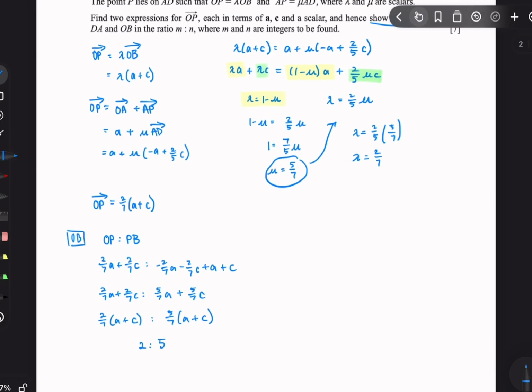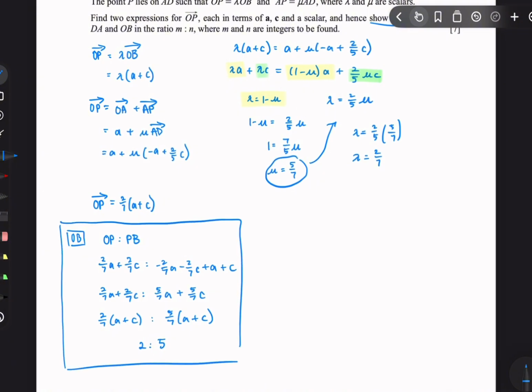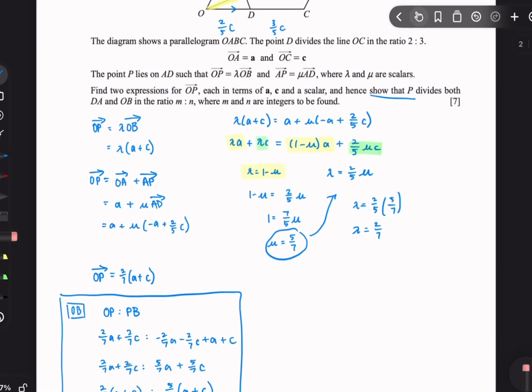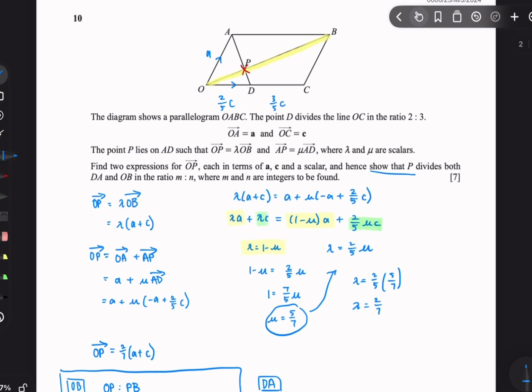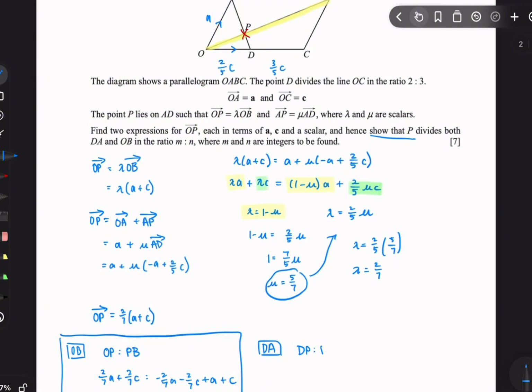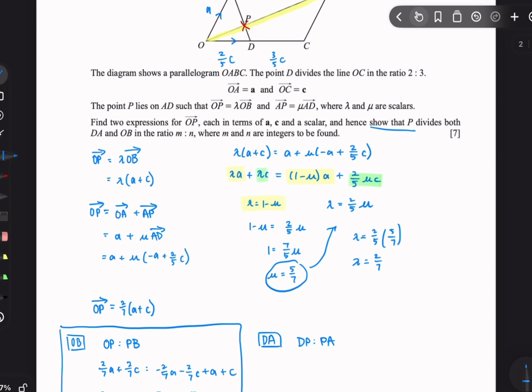Okay, so the ratio of M to N should be the same for DA and OB, but I'll just do the same thing for DA just to make sure that it is 2 to 5. Okay, so for DA, we are finding DP and PA, the ratio of this. Okay, to find DP, we can go DO plus OP.